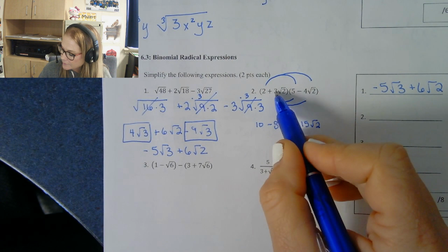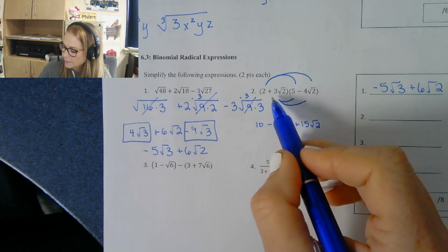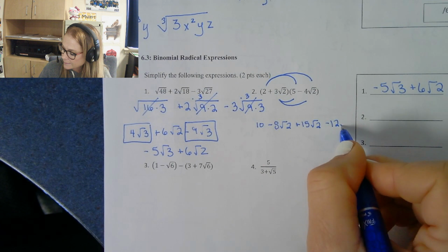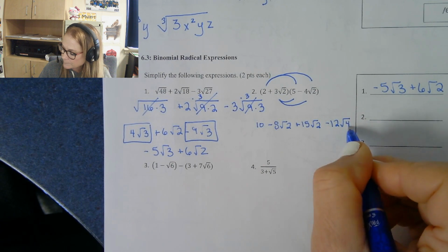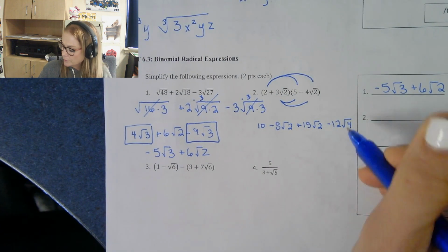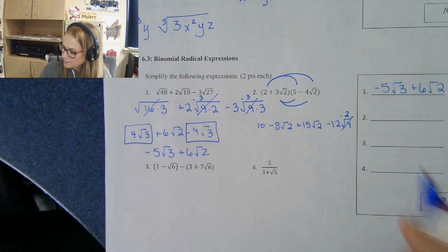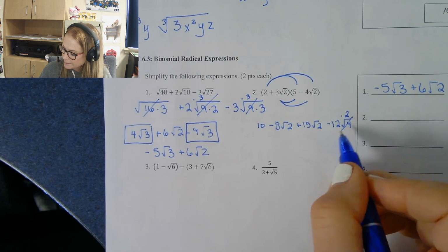And then last, 3 root 2 times 4 root 2. So outside with outside, that's going to be negative 12. Inside with inside is going to be root 4. Okay, so note right here, root 4 is actually just 2. So this term right here is actually going to be negative 24.